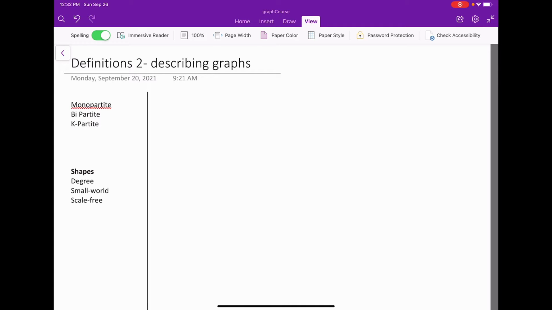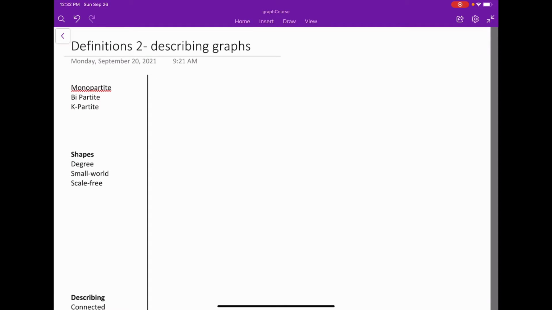I want to cover a few more definitions so that we can keep developing a common language around graphs. The first thing I want to talk about is monopartite versus bipartite and k-partite graphs. The best way to motivate this is by discussing the technical definition first.